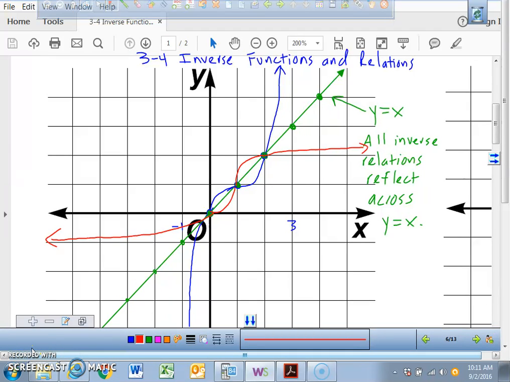So, in conclusion, what I want you guys to understand is when you draw an inverse, you have the ability to check your drawing with the graphing calculator. Okay? It helps you check to see if you did things correctly.